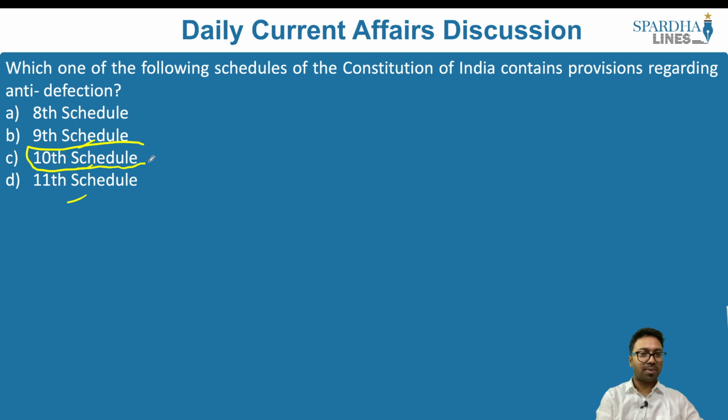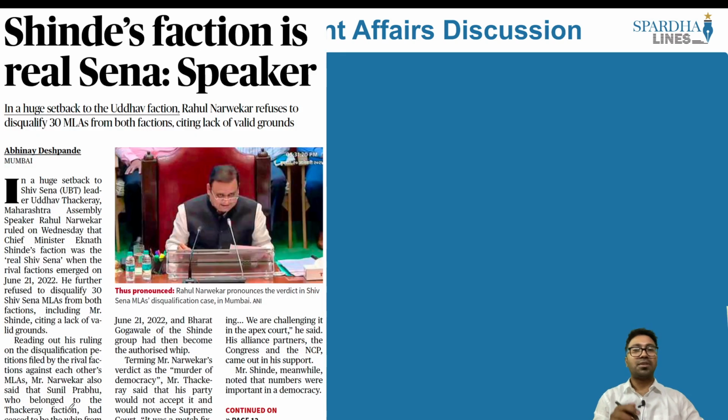Why have we taken this practice question? Because this article is speaking about the anti-defection law. It also speaks about the speaker's powers, and it also makes a mention about how a political party will become a right political party or a political party not recognized by the speaker. What do we understand by this? Let's understand this article in greater detail.